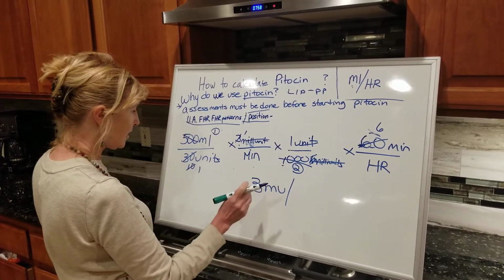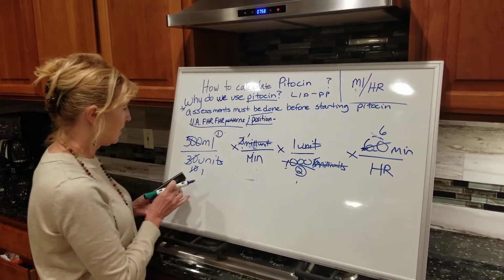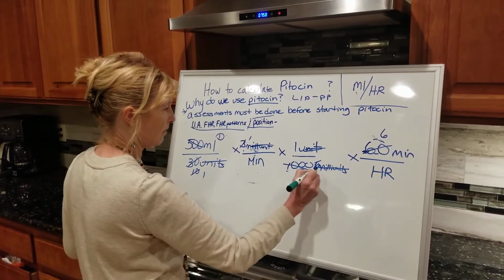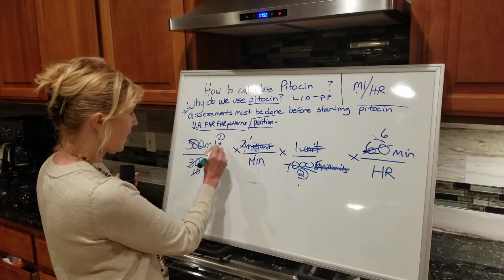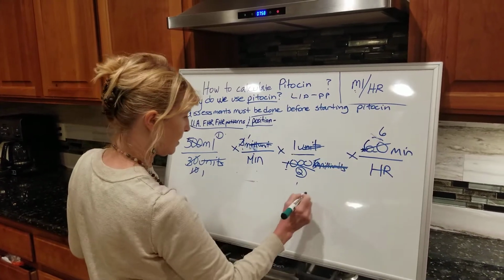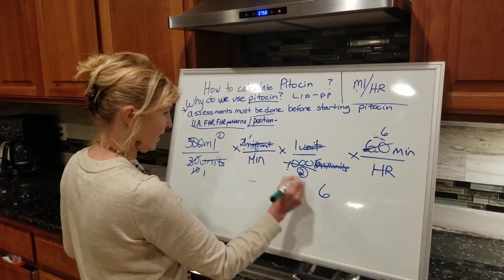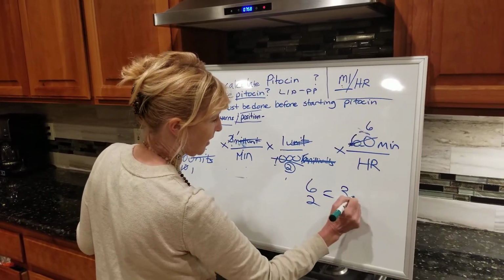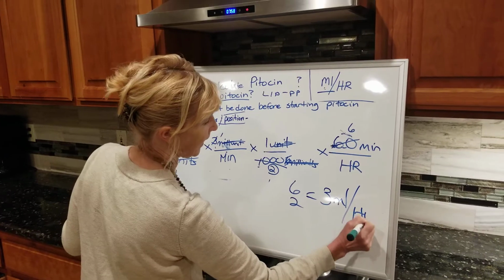Excuse me, I'm going to cross off all my units again. Sorry guys, I'm just human. Units, units, milliunits, milliunits. Do my math. 1 times 1 times 1 over 6 divided by 2 is going to give me that magical 3 mLs per hour.